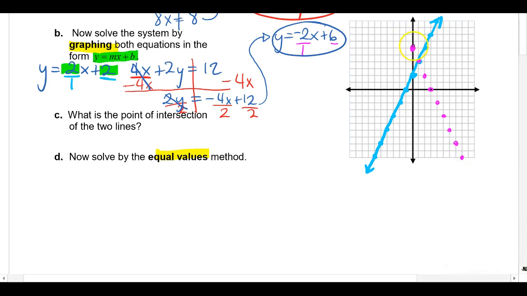And then we want to make sure we draw as many dots as we can, so then we go up 2, left 1, up 2, left 1. Okay? So now make your line.